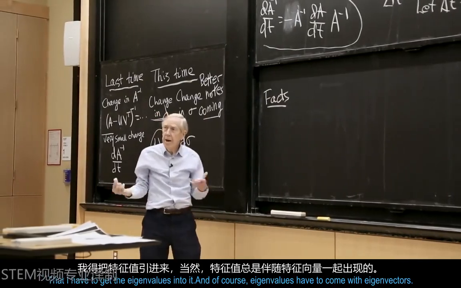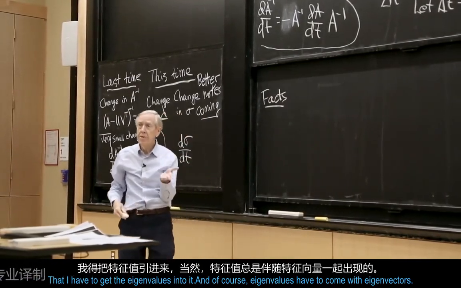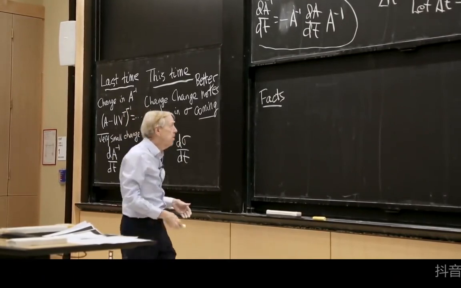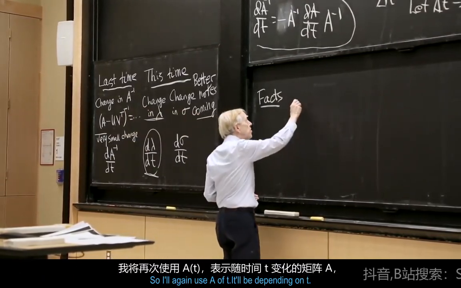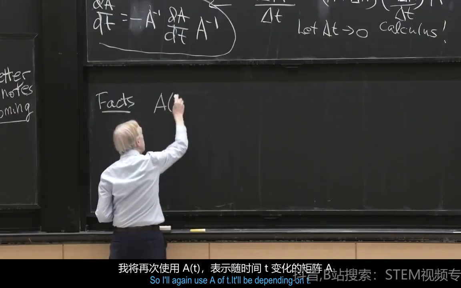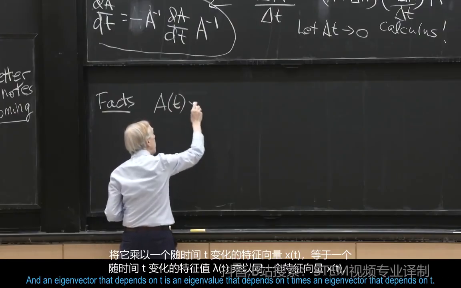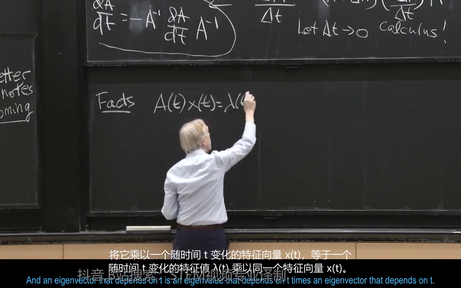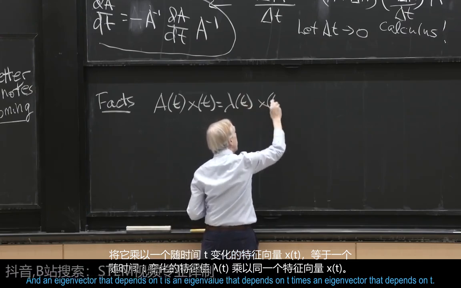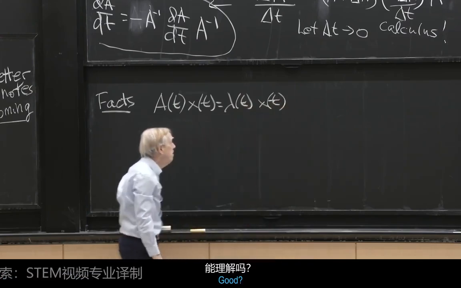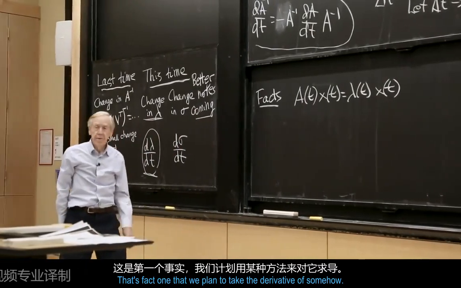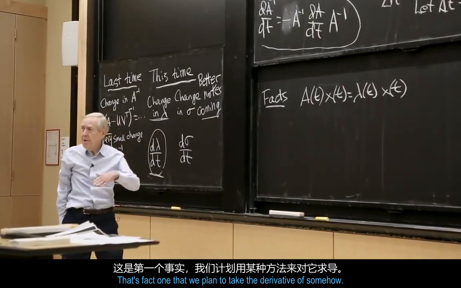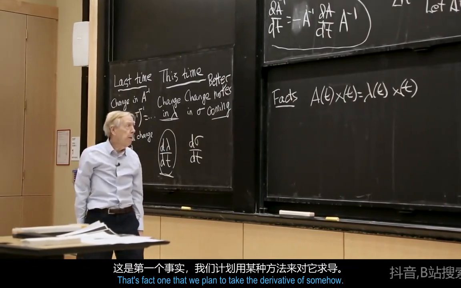That I have to get the eigenvalues into it, and of course eigenvalues have to come with eigenvectors. So I'll again use A of t. It'll be depending on t, and an eigenvector that depends on t is an eigenvalue that depends on t times an eigenvector that depends on t. Good? That's fact 1 that we plan to take the derivative of somehow.